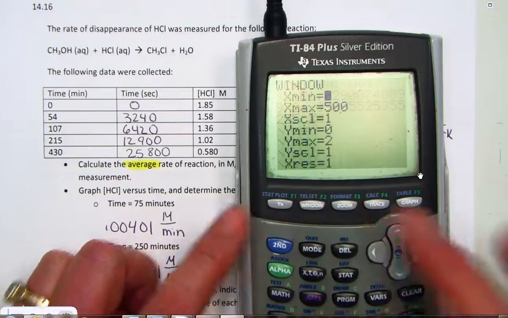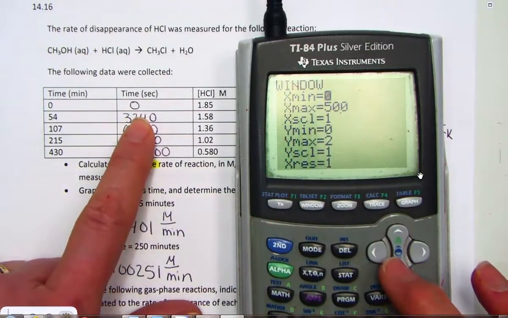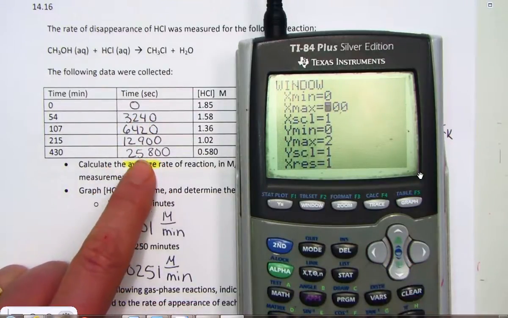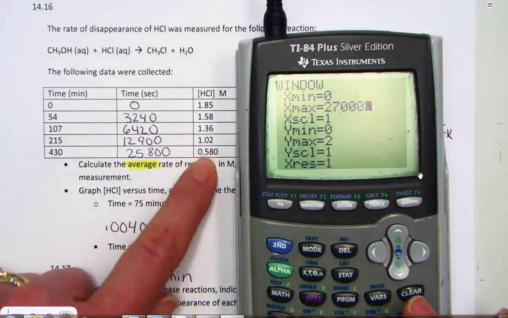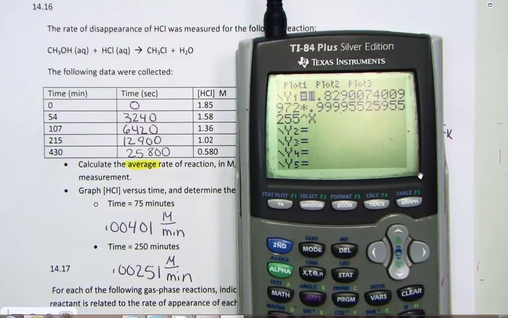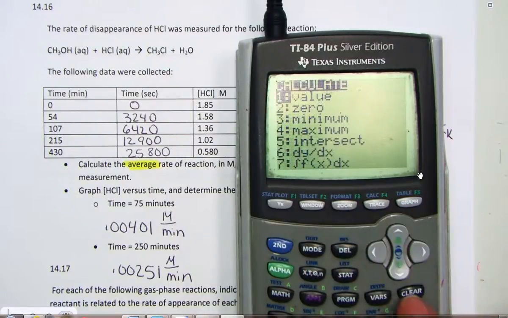How are our windows? Not big enough, so 0 is good for the minimum, but now look, I've got seconds going to 25,800. Maybe I'll just do 27,000, and that ought to be pretty big, so that will work. And the concentrations will still work from 0 to 2, so that's fine. Alrighty, checking the windows so we don't get a domain error. Second function, calc. We want to find the derivative.